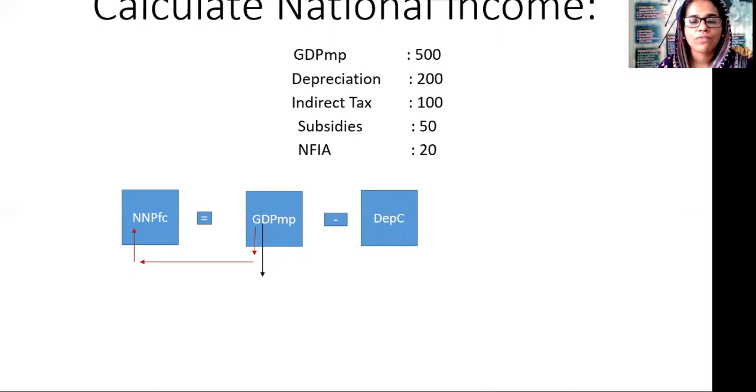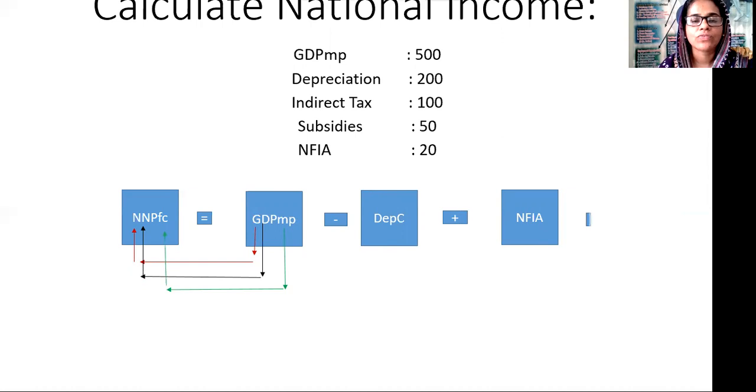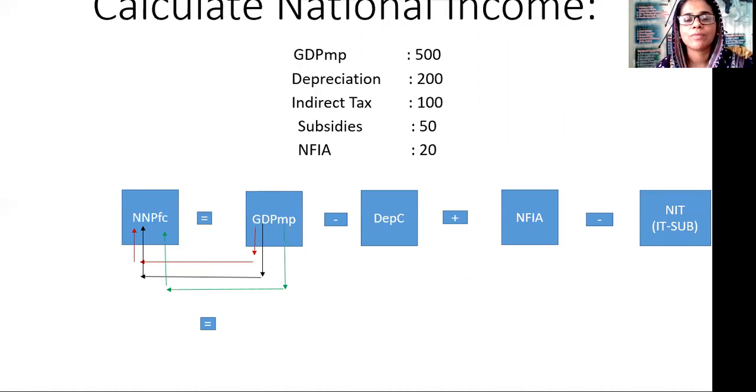Next one, we have domestic, we have to make it national, so we have to add NFIA. Next one, market price, we have to make it factor cost. What do we have to do? We have to deduct NIT, that is IT minus subsidy.